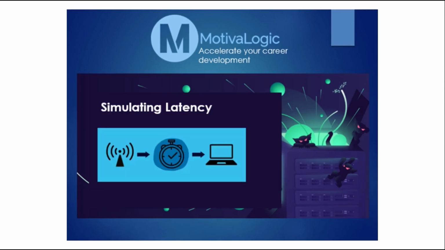2. Simulating latency. Simulating latency is the process of intentionally introducing delays in a system to test its performance and behavior under slower response times. This technique helps evaluate how well a system handles network or processing delays, ensuring it remains reliable and responsive even in less than ideal conditions. It's commonly used in performance testing and to identify potential bottlenecks in distributed systems.